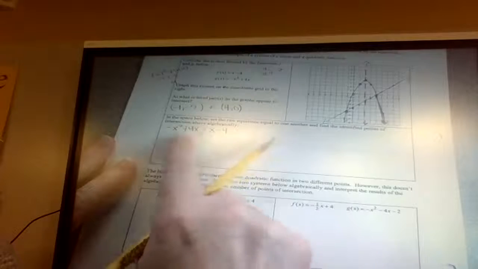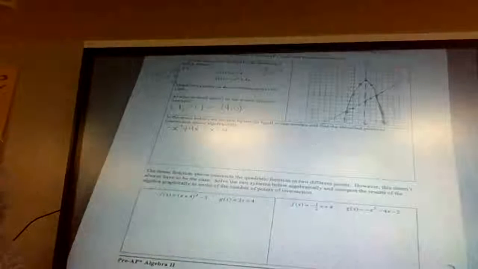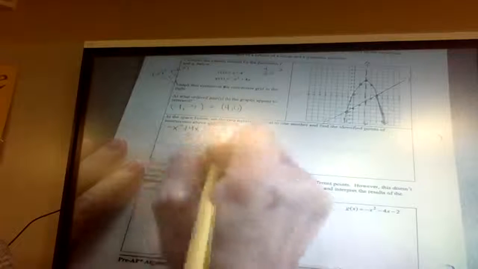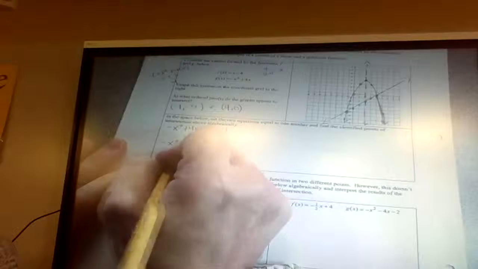What do I need to do to solve this? How do you solve a quadratic? Set it equal to 0. So minus x plus 4, -x² plus 3x plus 4 equals 0.